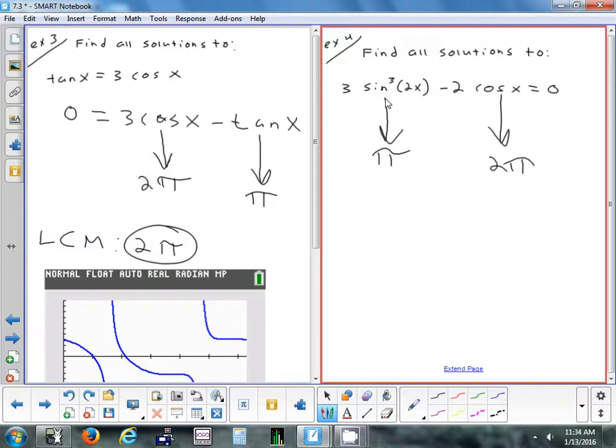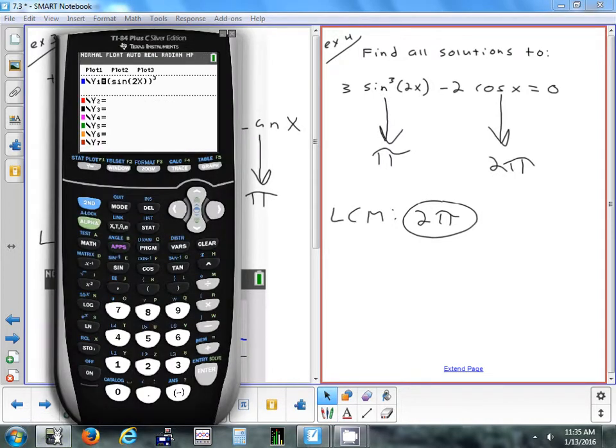2 pi. So what's my least common multiple? 2 pi. Again, a lot of them are 2 pi, but they don't have to be. But 2 pi comes up a lot. All right, so now I need the whole thing. 3 sine 2x cubed minus 2 cosine x. Okay, and I know my period is 2 pi, so wherever it starts on the screen, it should end right there when we're done.